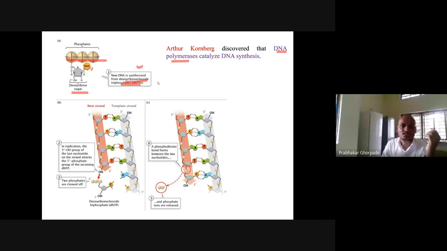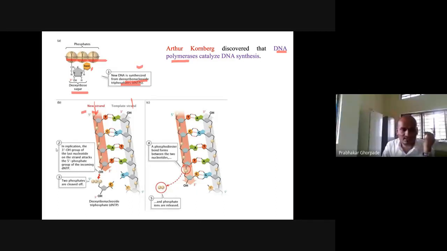These are deoxyribonucleoside triphosphates. So we have the template strand, which is the parent strand. The new strand is the one we are synthesizing. The template strand is in a 5' to 3' direction, and the other will be in the complementary 5' to 3' direction.